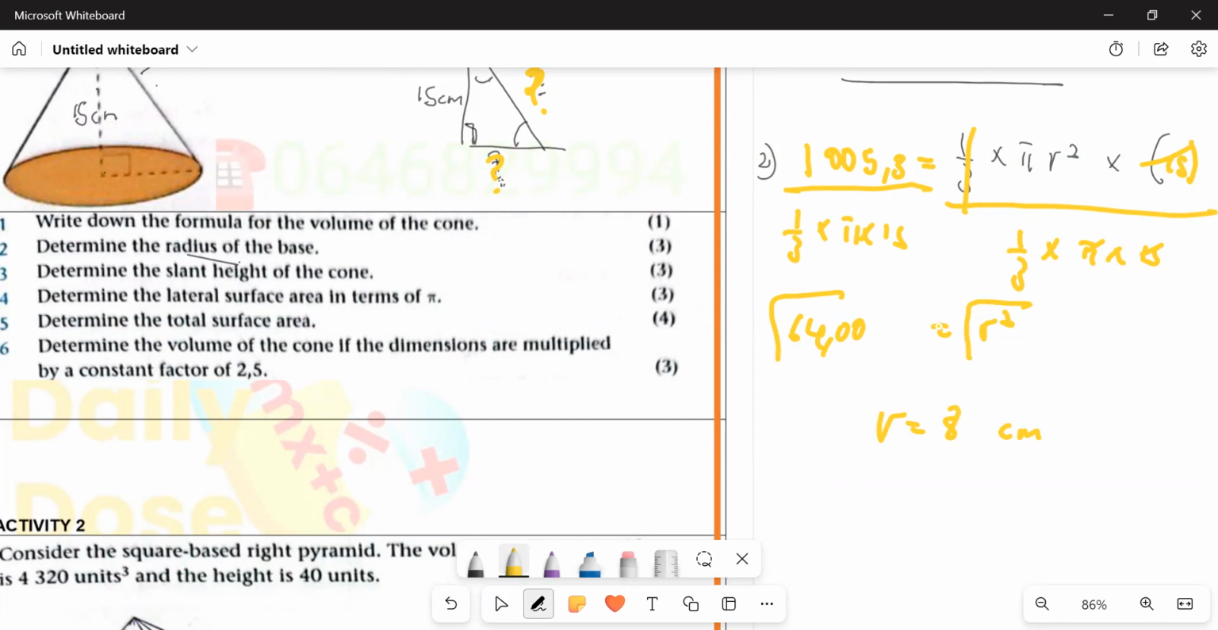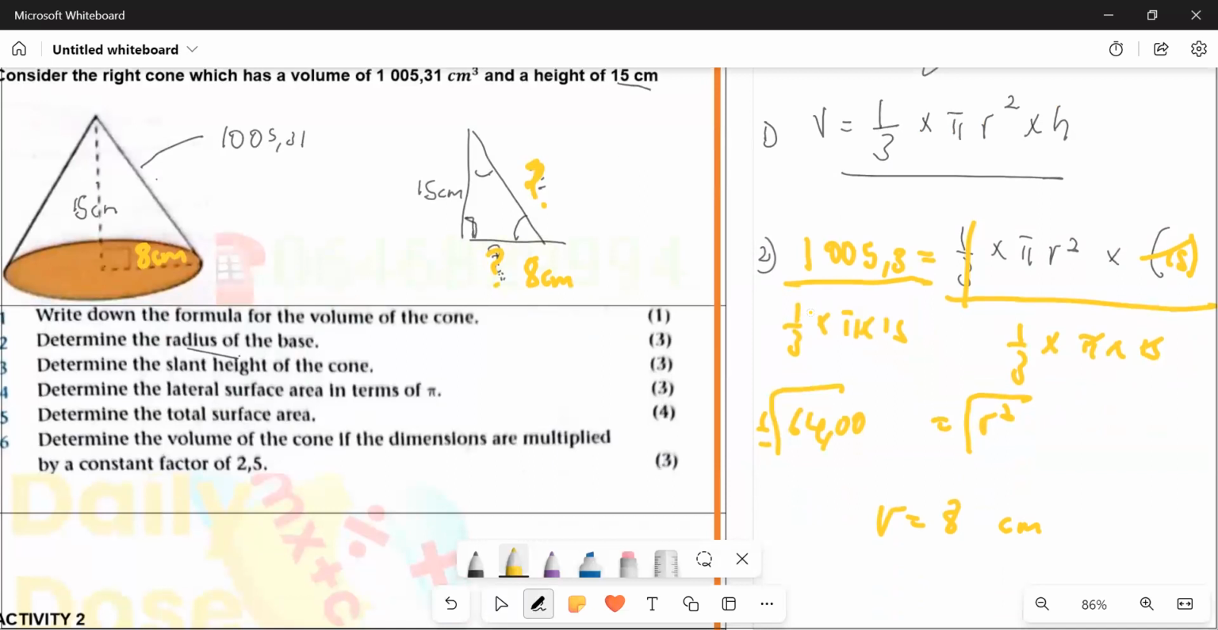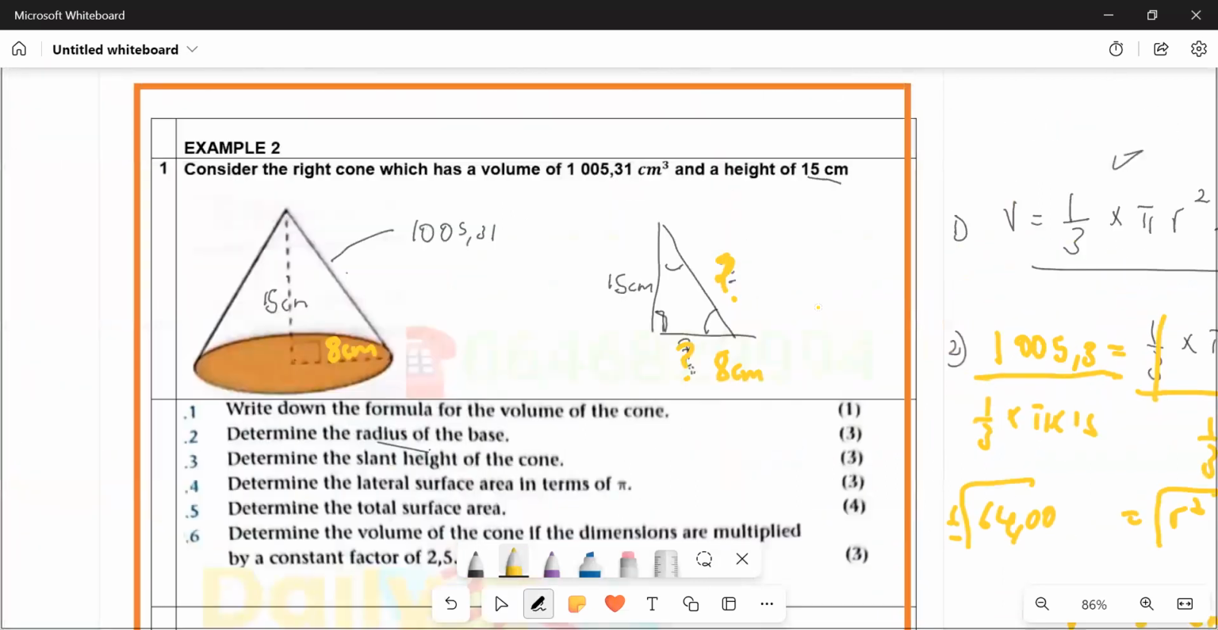We take the positive one. A square root has a plus and a minus, but we take the positive one because we're dealing with length. So here we have 8 centimeters. Let's update our diagram. Here we have 8 centimeters. Yeah, we have two sides now.